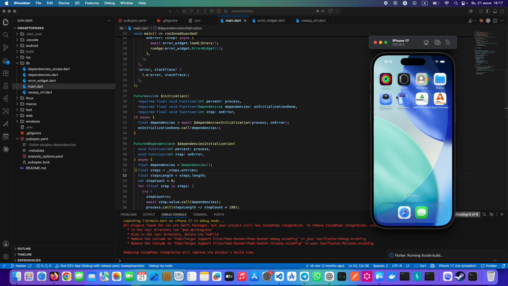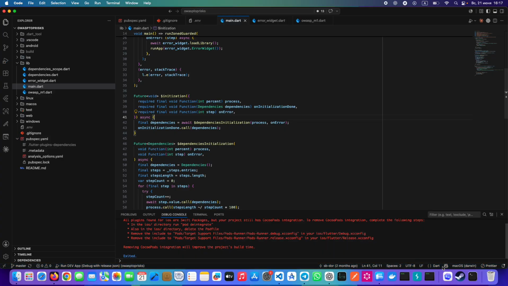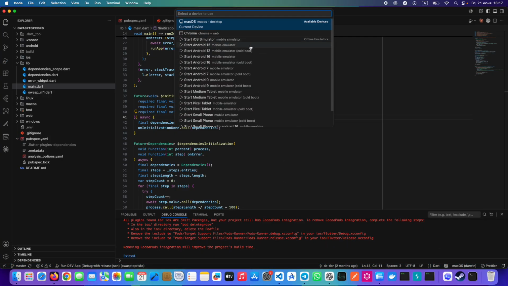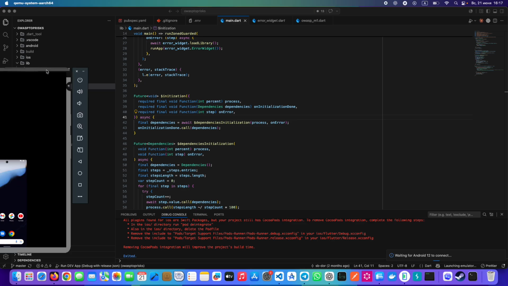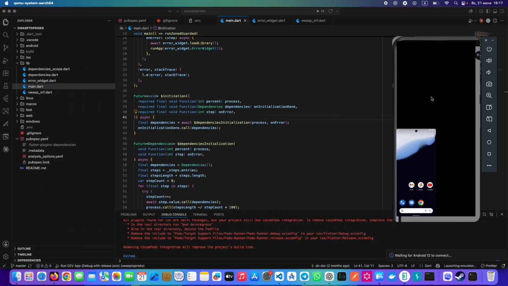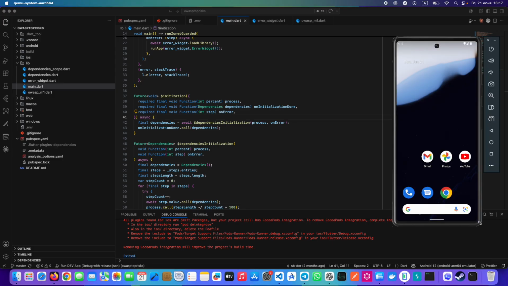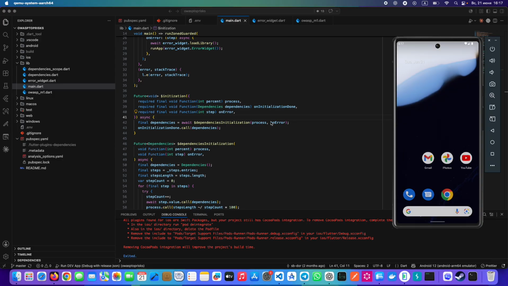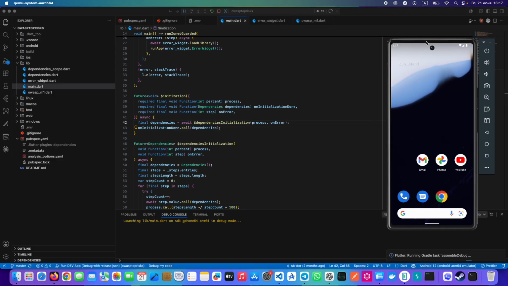I guess that we are running in the wrong emulator. We have to run that code for Android. Let's do it.